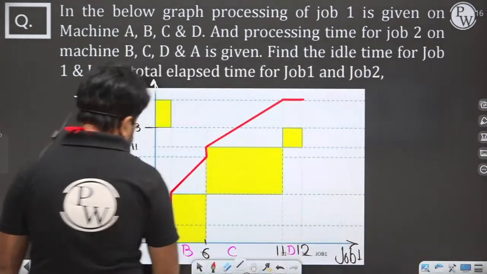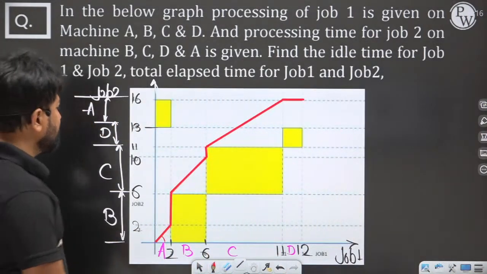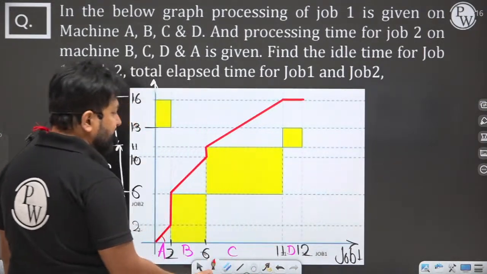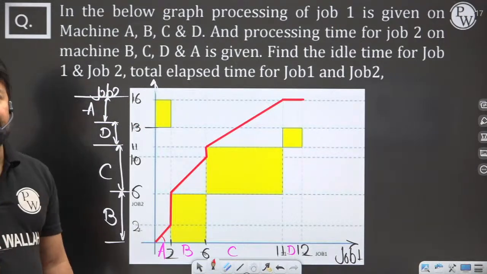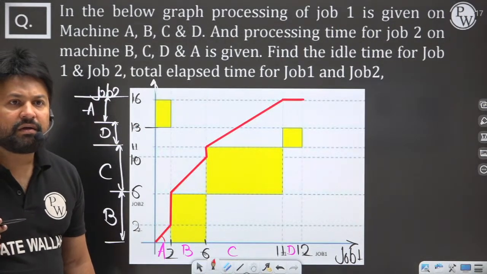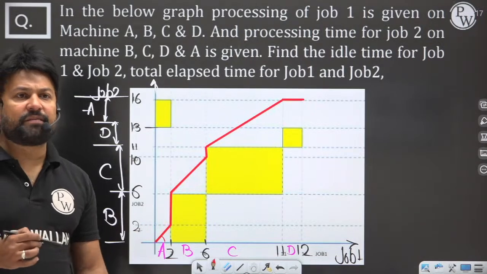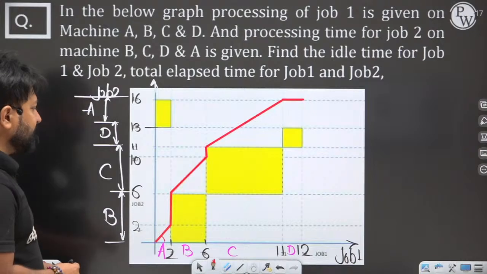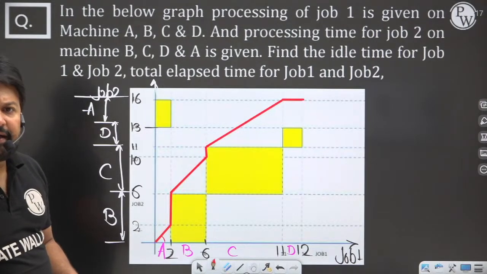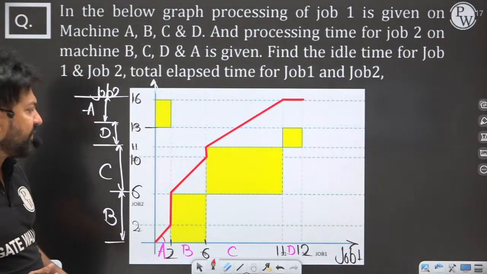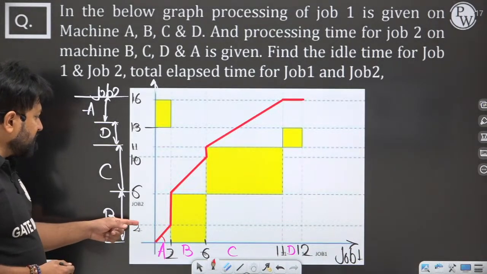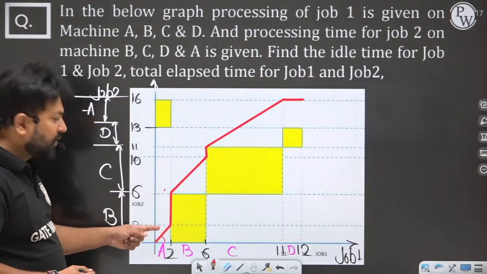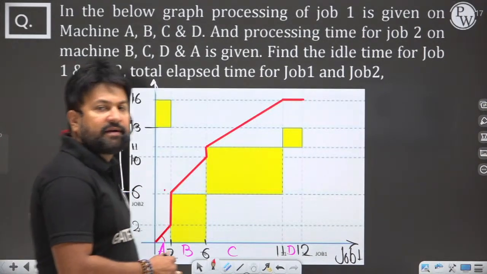So my dear, we have to find the total elapsed time. Here, the ideal time for job 1 is what? 5 minutes. Yes. Why? Because, try to understand, from 2 to 6, job 1 is ideal. From 2 to 6, job 1 is ideal, right?